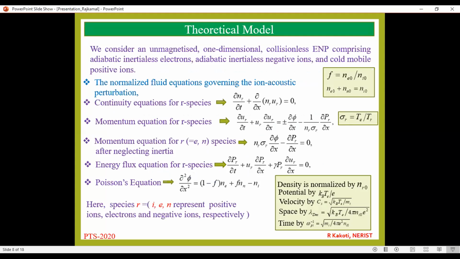Now, let's come to the theoretical model. We have considered an unmagnetized, one-dimensional, collisionless electronegative plasma comprising adiabatic inertialess electrons, adiabatic inertialess negative ions, and cold mobile positive ions. Now, the fluid equations are shown here. This is the continuity equation for species r, where r means electrons, negative ions, and positive ions. And here are the momentum equations. For inertialess species, we neglect the left-hand side, and we get these equations. And these are the energy flux equations.